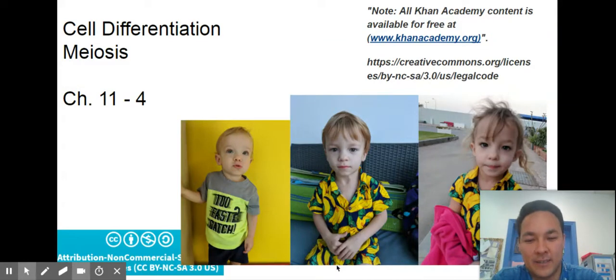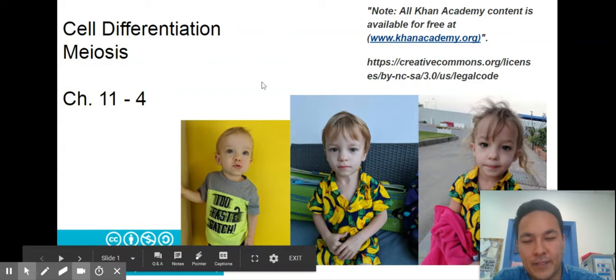Don't worry about cell differentiation up there. So this one's going to be a short one just to get you ready for your test. I'm going to use a lot of Khan Academy images, and those are all available on khanacademy.org.